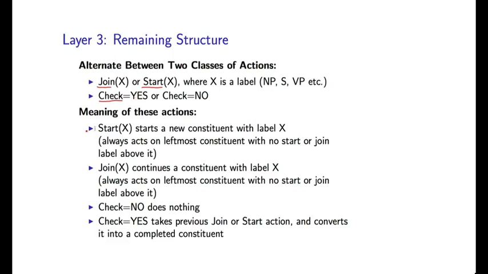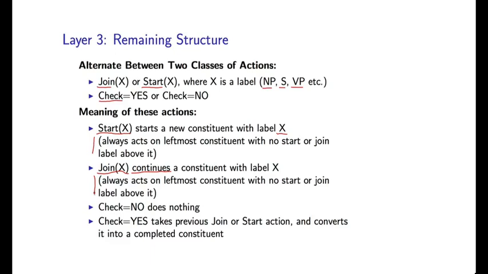At a high level, here's the meaning of these actions. So start x is going to be an action that starts a new constituent with label x. For example, we could start a new NP, or we could start a new S, we could start a new VP, and so on. And it always acts on the leftmost constituent which has no start or join label above it. Join x is similar, except it continues a constituent with label x, and again it always acts on the leftmost constituent with no start or join label above it.